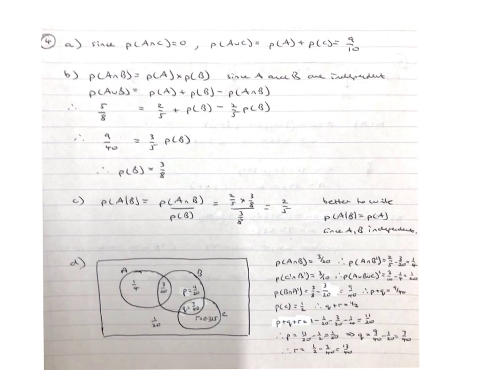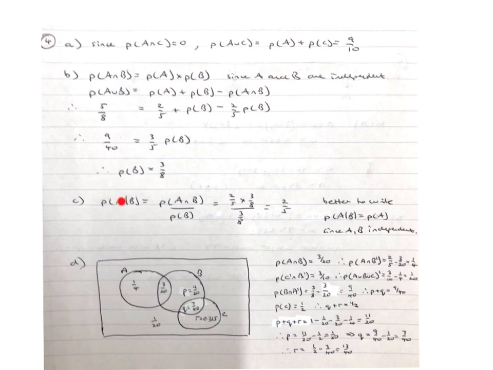In part B, we need to show the probability of B, and the way to do that is to use these two formulas here. A and B is A times B, because they're independent, and A or B is A plus B minus A and B, because that's the general rule. So substituting those values in, A or B is 5/8, A is 2/5, B we don't know, and A and B is A times B, 2/5 times the probability of B. Then rearrange that equation and we get 3/8.